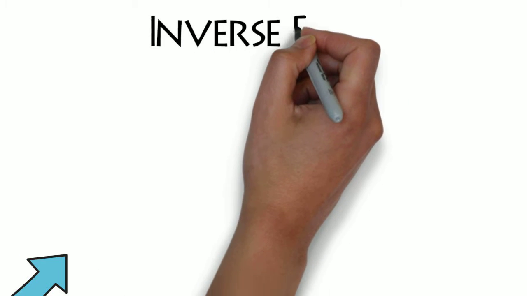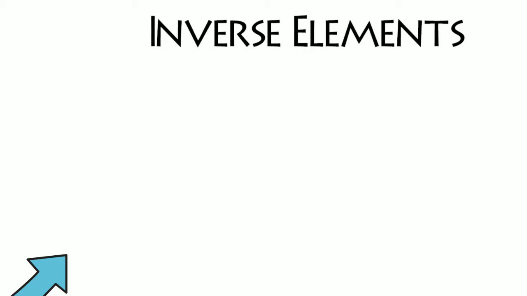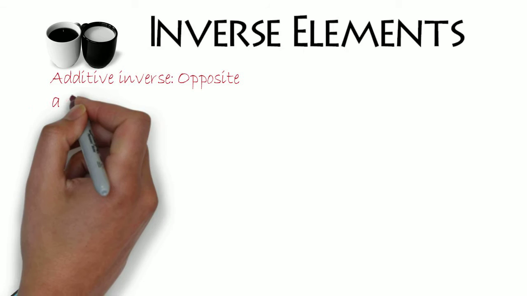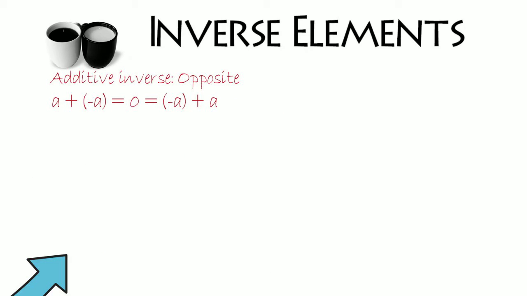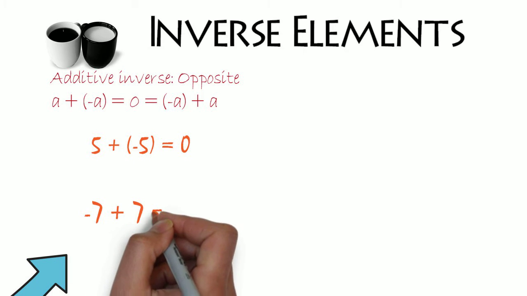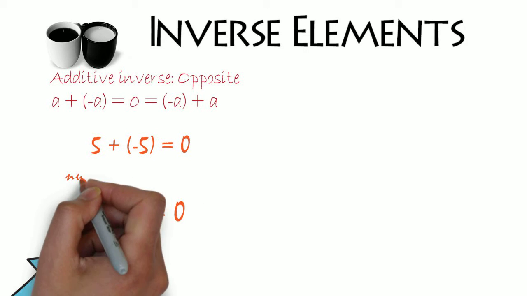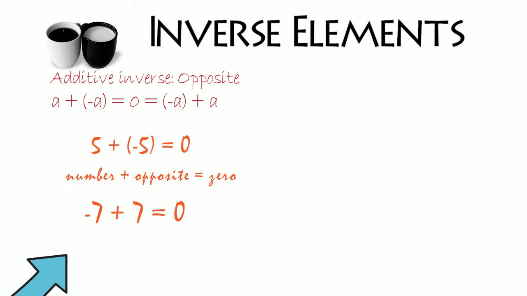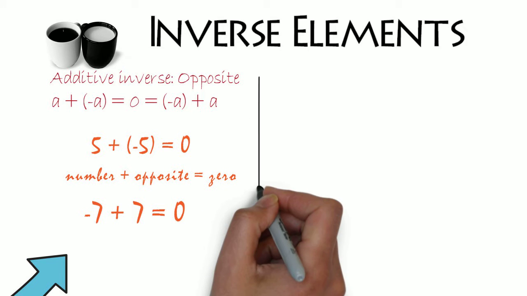Inverse elements, on the other hand, essentially undo each other. That is, they combine to produce the identity element. Additive inverses are called opposites and sum to 0. The opposite of a is usually called minus a. In specific examples, the two numbers that sum to 0 are opposites of each other. So 7 is the opposite of negative 7.